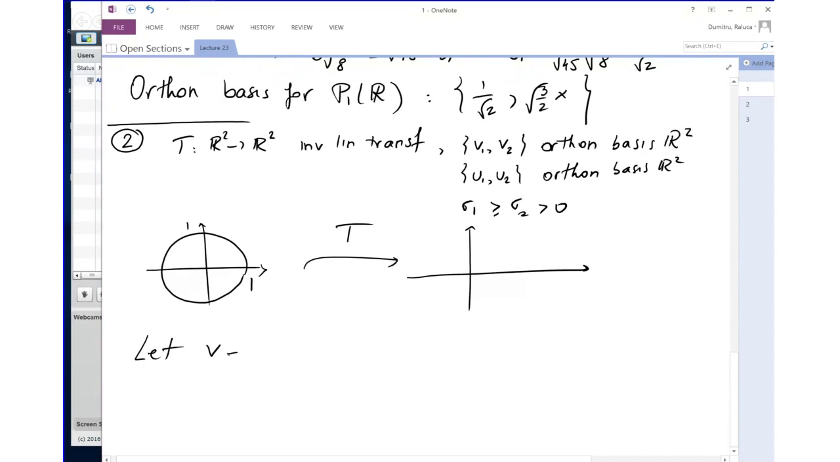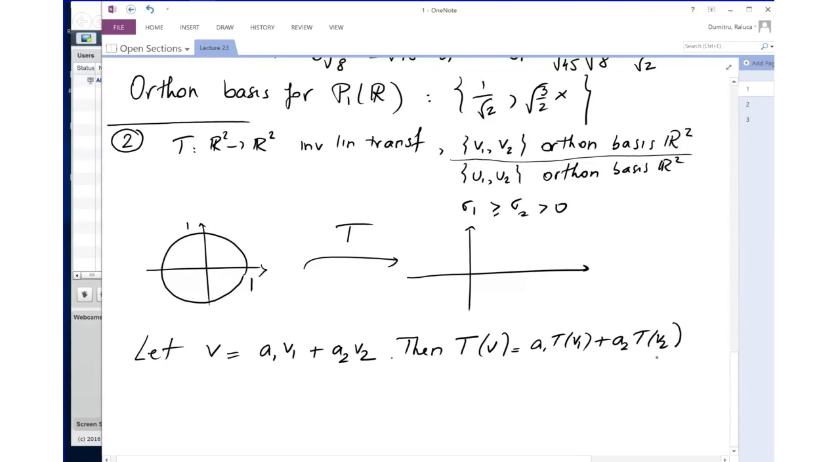So here is the idea. If you have a vector v in the first copy of R2, using this orthonormal basis, v has to be written as a1 v1 plus a2 v2, right? Any vector can be written as a linear combination like that. So when you apply T to this, T is linear, so it distributes nicely. You get a1 T of v1 plus a2 T of v2. But through the singular value decomposition theorem, T of v1 is sigma 1 u1, and T of v2 is sigma 2 u2. Right.